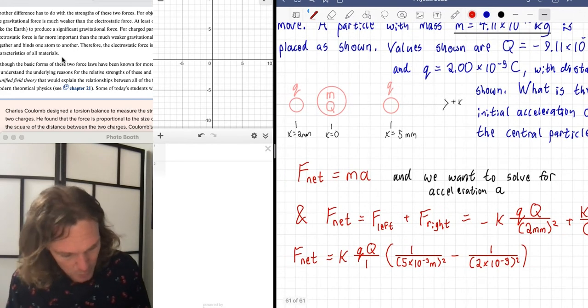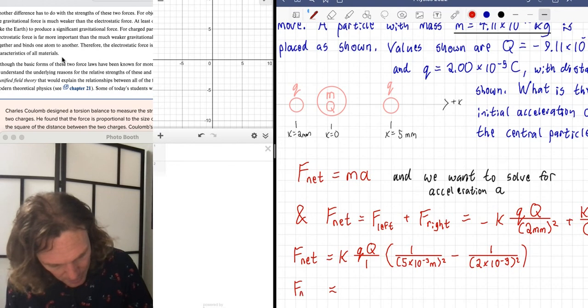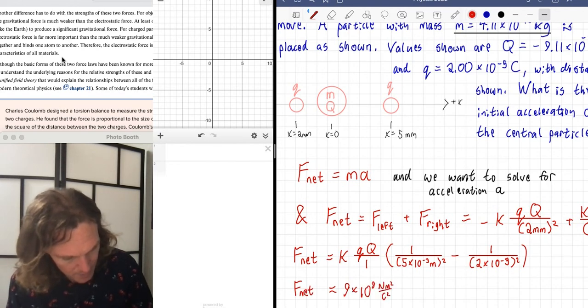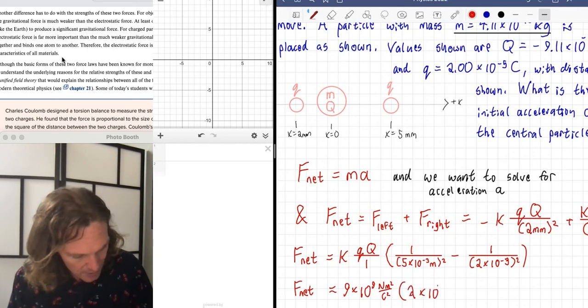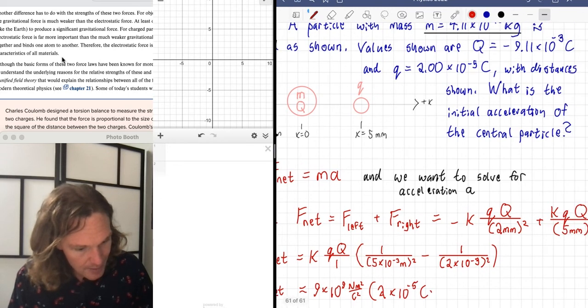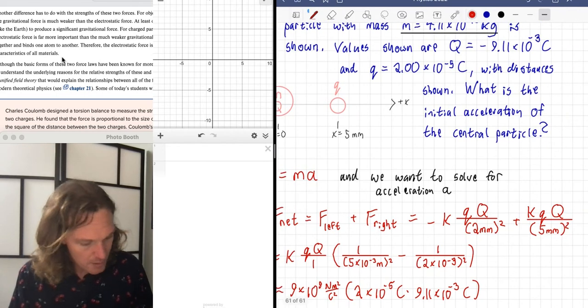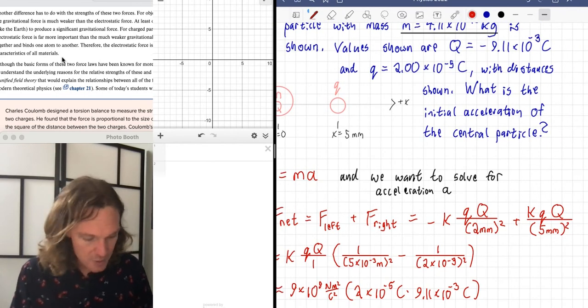All right. So that was more of a factoring step and conversion, but I need to plug in more numbers. So we're going to use our 9 times 10 to the 9 newton meter squared over coulomb squared. We have the product of our two charges: 2 times 10 to the negative 5 coulombs, and then 9.11 times 10 to the negative 3 coulombs.